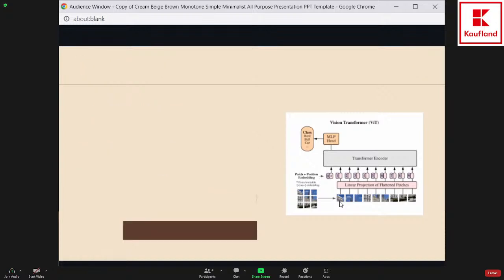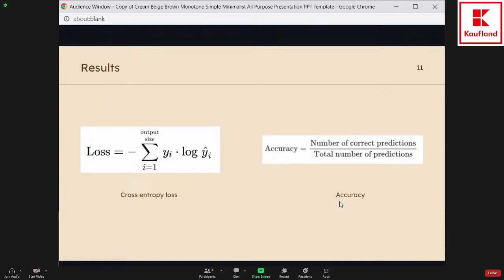Big numbers. Before I talk about the results, I want to tell you how I evaluated the models. The first one is the cross entropy loss, which was used during training.